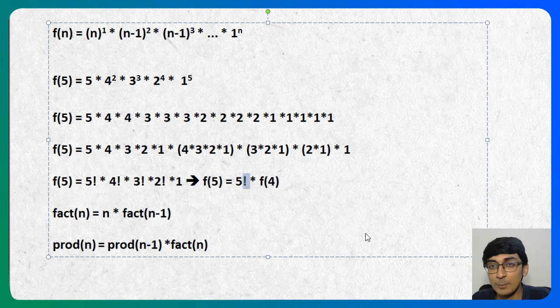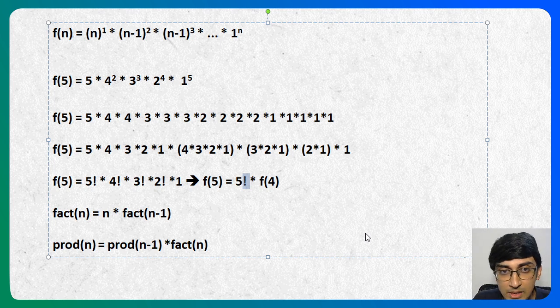Similarly, if I've calculated up till f of 5, I know for sure what is the value of f of 3 and f of 2 and f of 1 and f of 4, because to get to f of 5, I needed to have calculated f of 1, f of 2, f of 3, f of 4. That is the essence of dynamic programming: store some of the previous values to inform you with the later values.